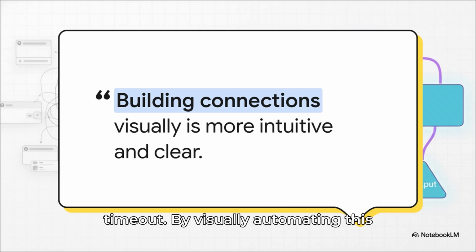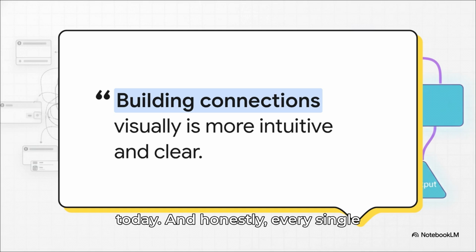By visually automating this multi-step test, you literally just saved yourself 30 minutes of super tedious manual clicking today, and honestly, every single day going forward. You've officially transformed from a manual tester into an automation architect. So I'll leave you with this one question to think about. What repetitive workflow are you going to automate first?